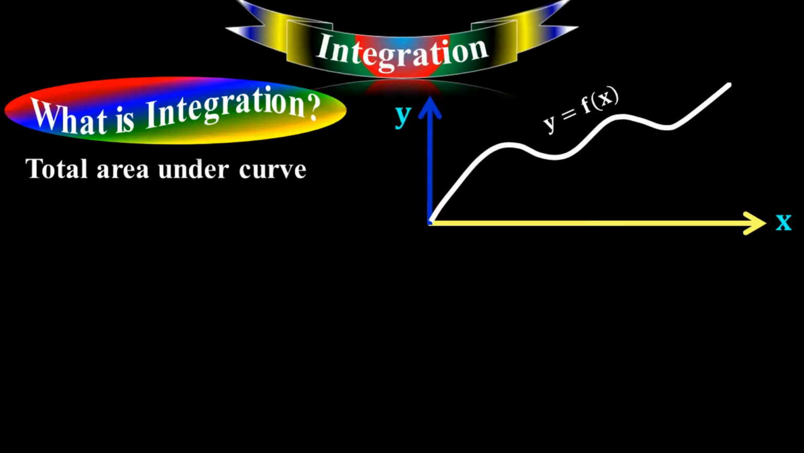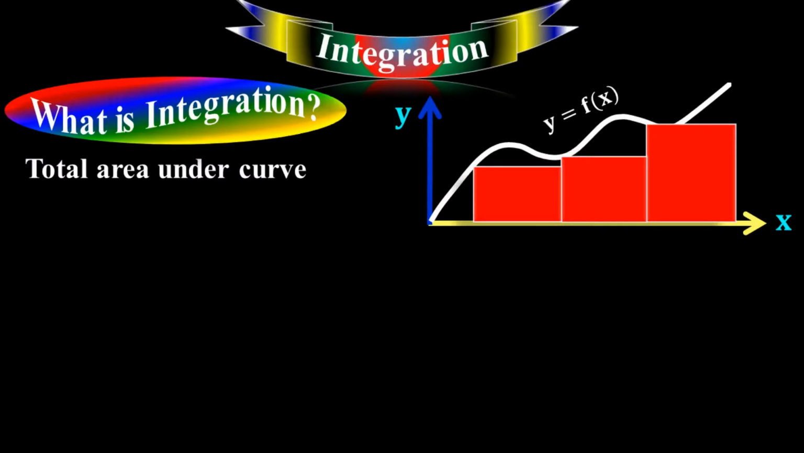Let's first take the Riemann sum. For the Riemann sum, distribute this area under the curve into rectangles. For instance, we have 3 rectangles. And what we're going to do here, we're going to find the area of each and every single rectangle, and then we add all those areas to get the total area under the curve. The area of a rectangle is height times width.